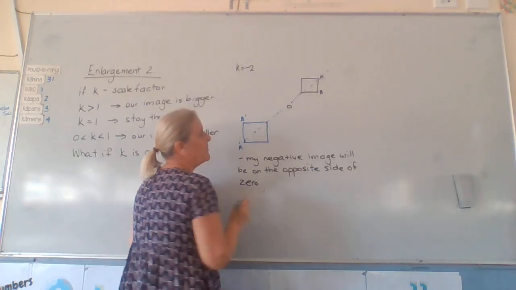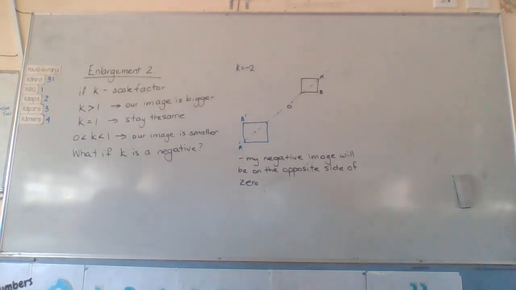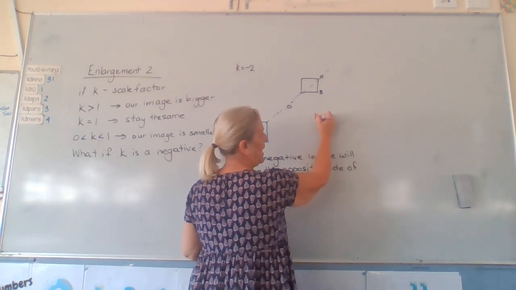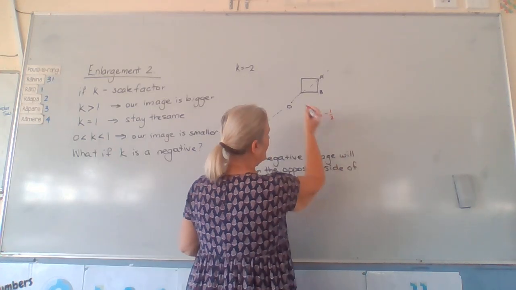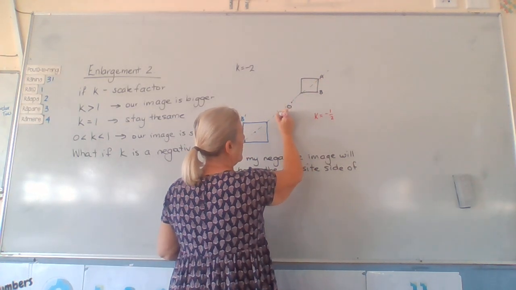If it was a half, it would have got half as big. So I can draw that for that same square. If I do K equals negative half, it's going to get half as big on the other side. So it's going to go to there. 4 is going to become 1.